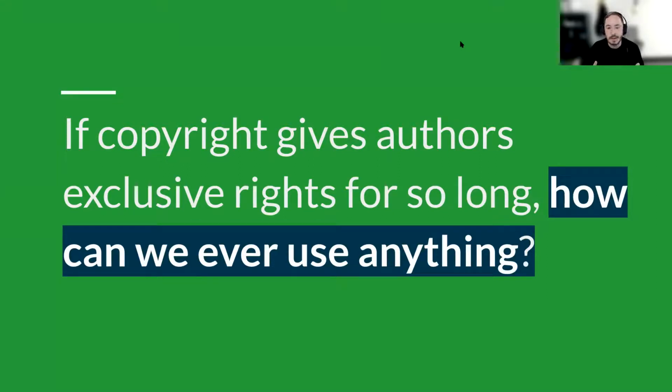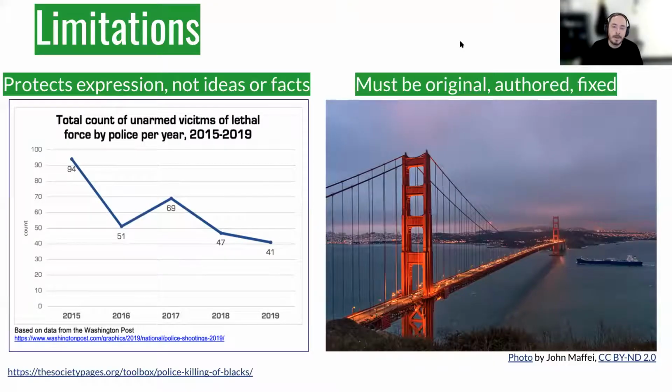Now, you might be thinking, okay, that limited period of time lasts for 70 years after the death of an author. That's really long, and you'd be right to think that. So the question is, how is anyone supposed to be able to use anything if these exclusive rights last for so long? Well, there are some crucial limitations on what copyright actually covers, and these are important, especially around some of the things that you're working on with data.